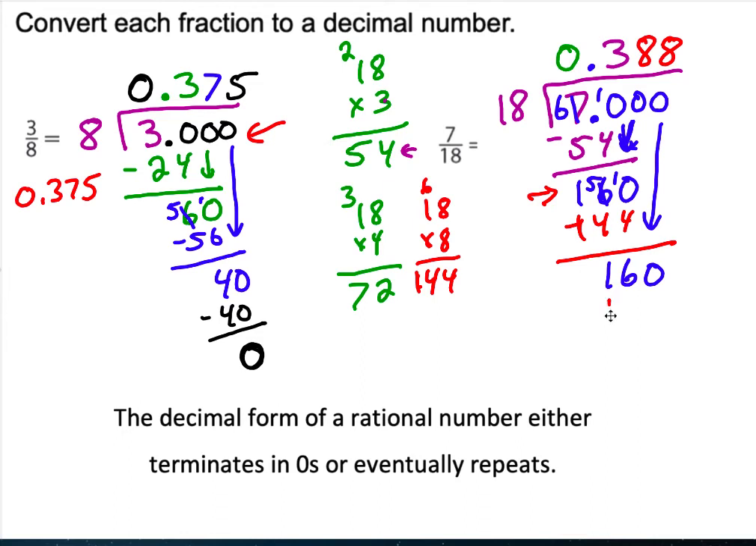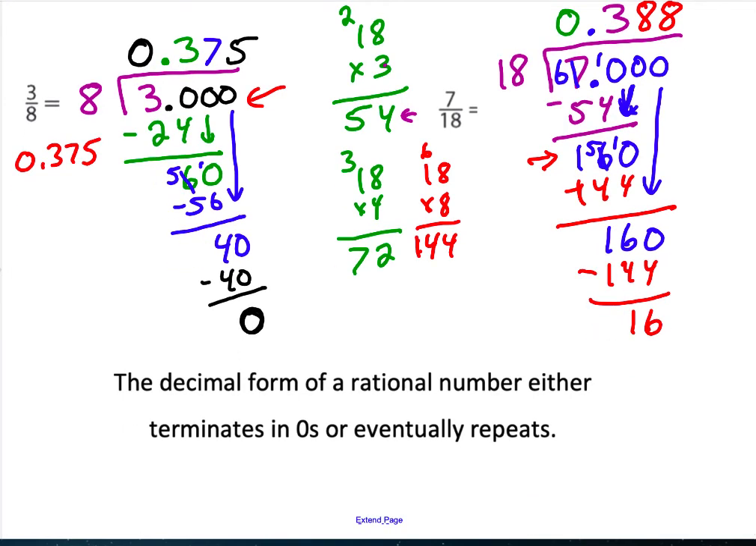18 times 8 is 144. I subtract, I get 16 again. If I were to keep bringing down another 0, I would keep getting that 160, and then I'd subtract away 144, and I get 16 left over, and it keeps going on and on. So that tells me that that part is going to repeat. I'm just going to keep getting that 8 over and over and over again. So I put that bar above the 8 to show that it's going to keep repeating. As soon as you pick up on that pattern, it's okay to go ahead and stop.